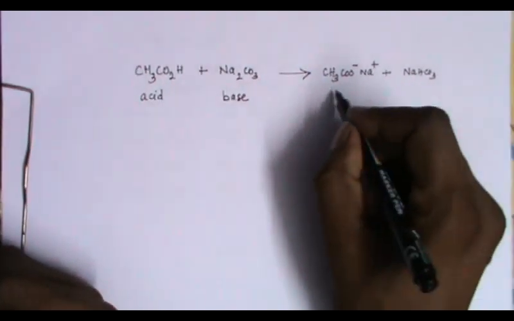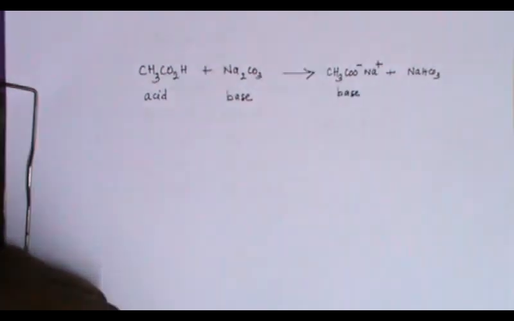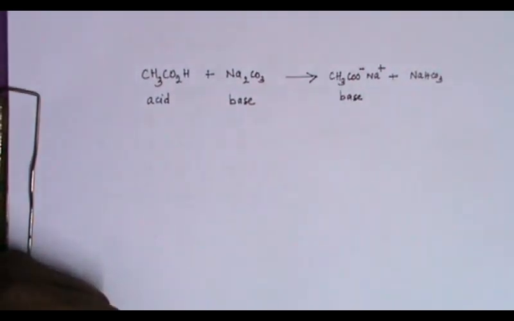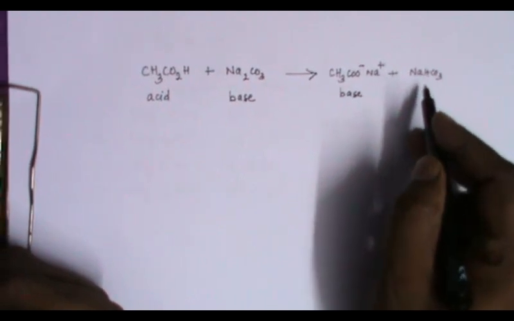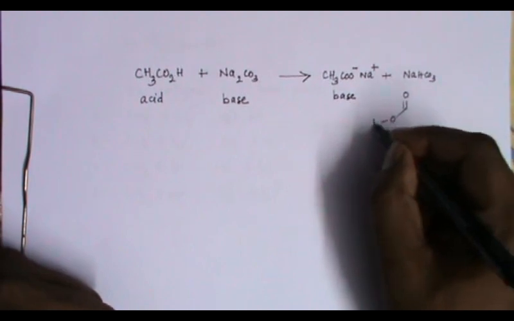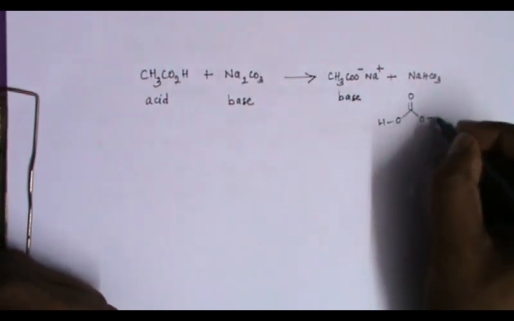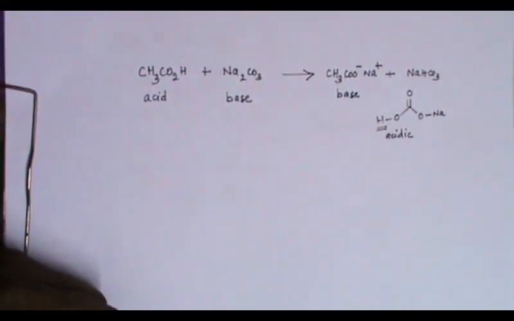You may know sodium acetate is a base. What about sodium bicarbonate? It is a very weak base. Compared to sodium carbonate, it is a very weak base. In fact, this has one acidic hydrogen. This is the structure of sodium bicarbonate. This hydrogen is still acidic.